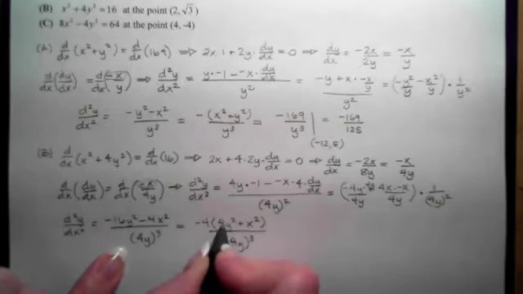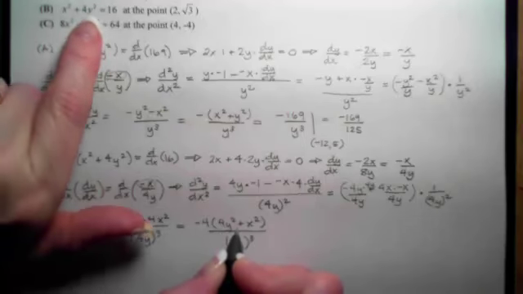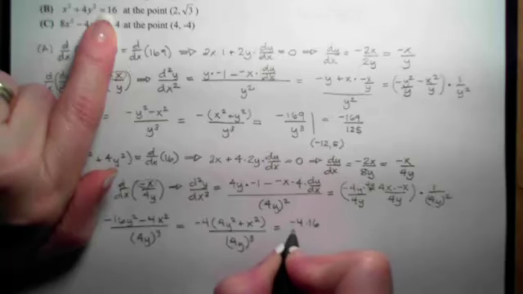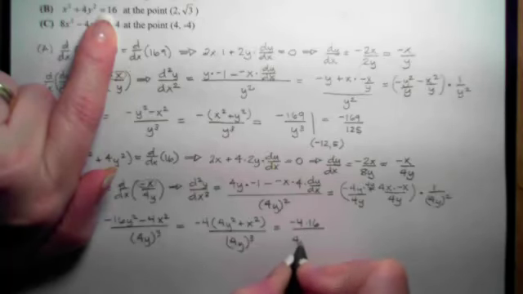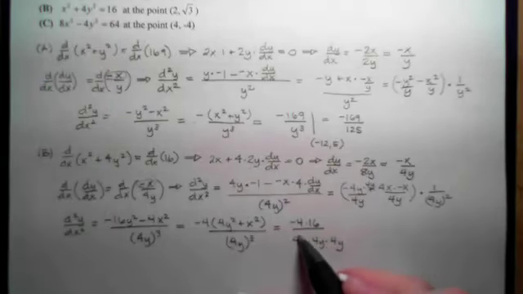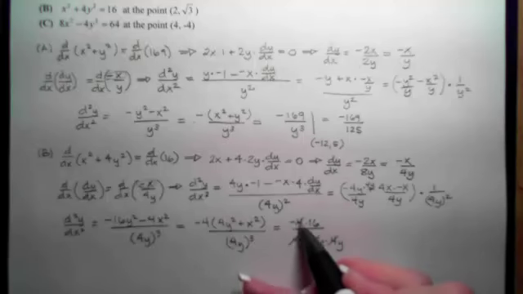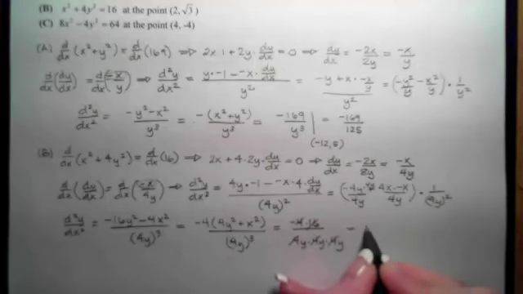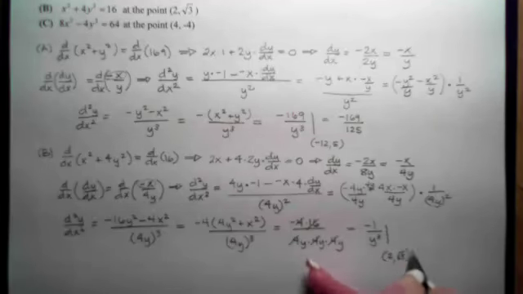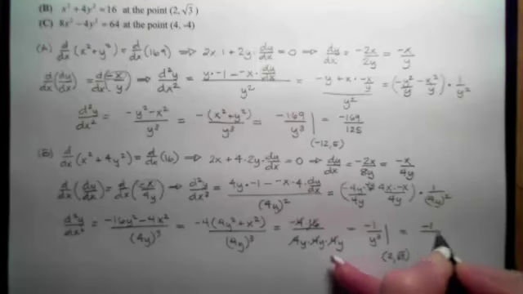Now notice that 4y squared plus an x squared, that's 16. So I have a negative 4 times a 16 over a 4y times a 4y times a 4y. The reason I wrote it that way is because I can now cancel the 4's with the 4's that are on top. So I end up with a negative 1 over a y cubed. Evaluate at the point 2 root 3. That will give me a negative 1 over a 3 root 3.